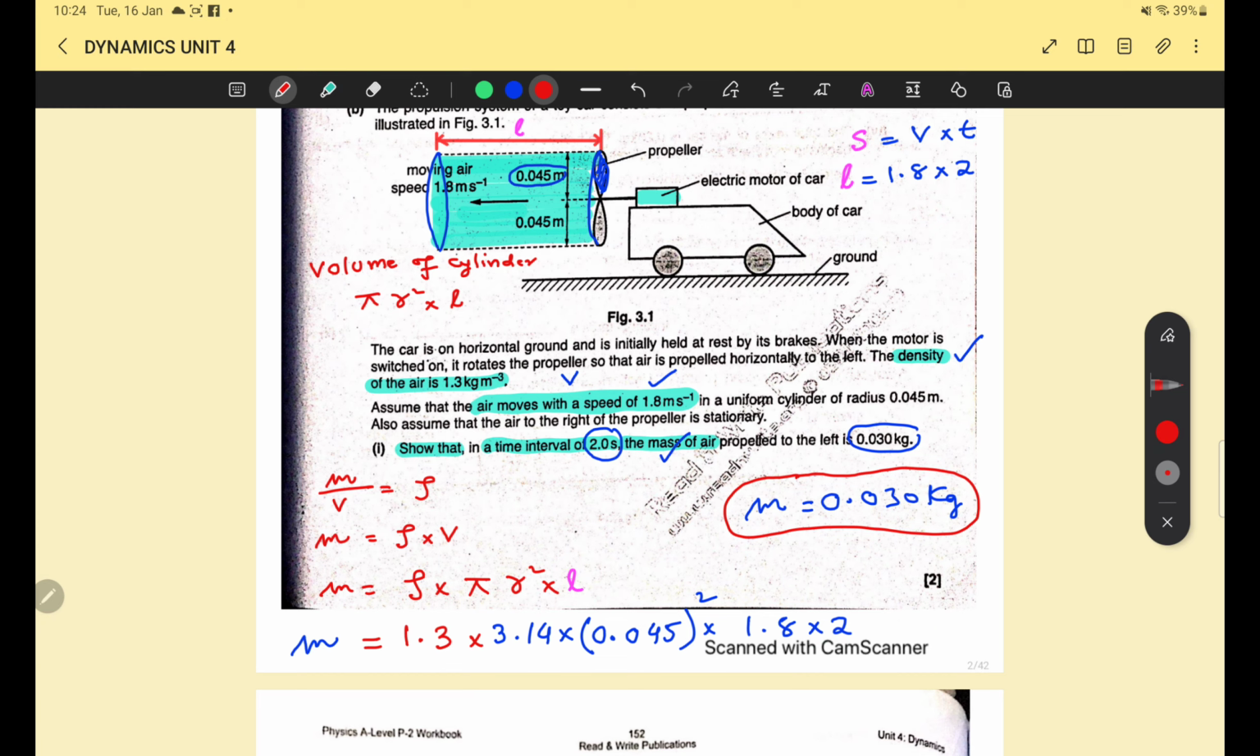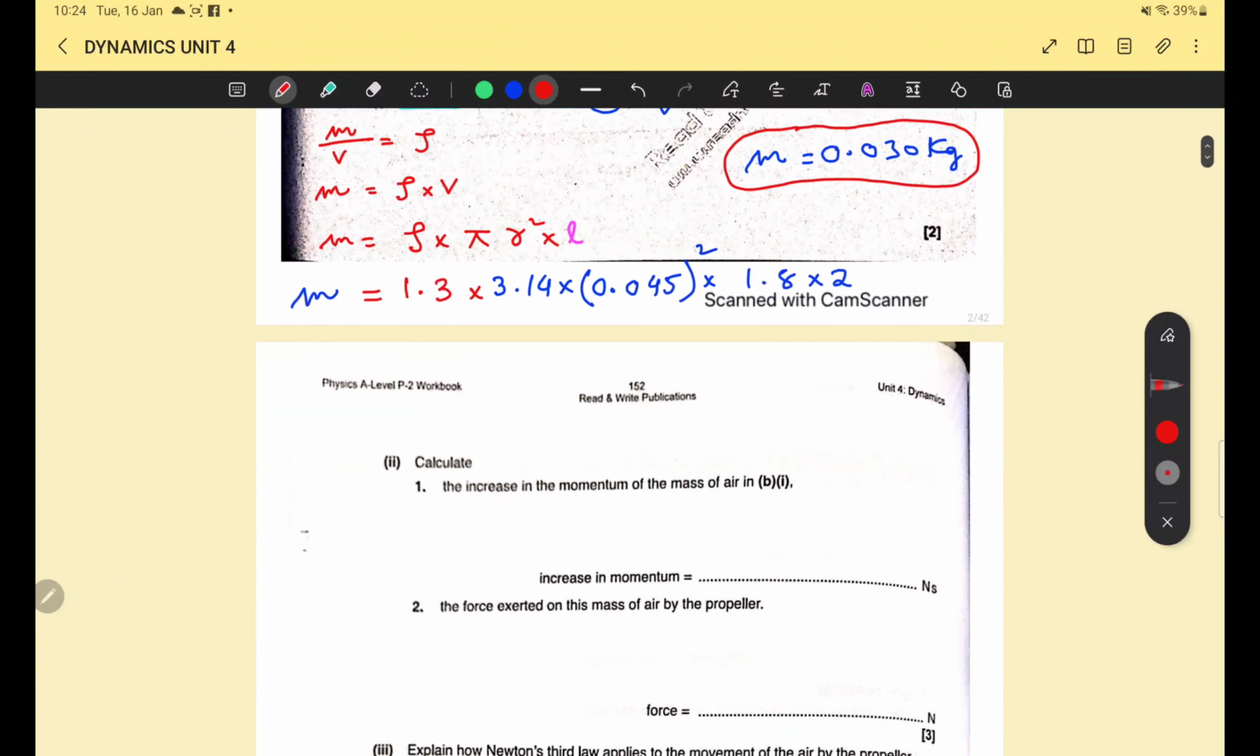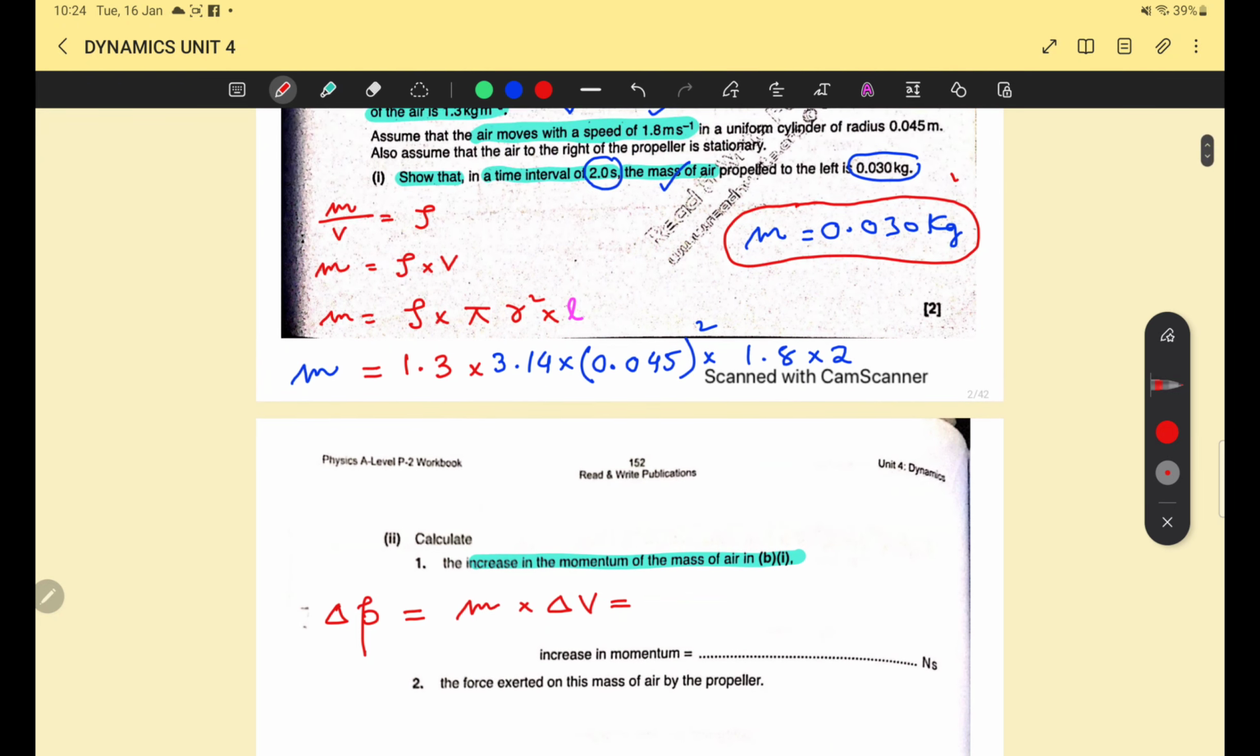Now we are solving the next part of the question, which is to calculate the momentum, the increase in momentum, the change in momentum. You know that momentum is the product of mass into velocity. We have calculated the mass. The mass is 0.030.